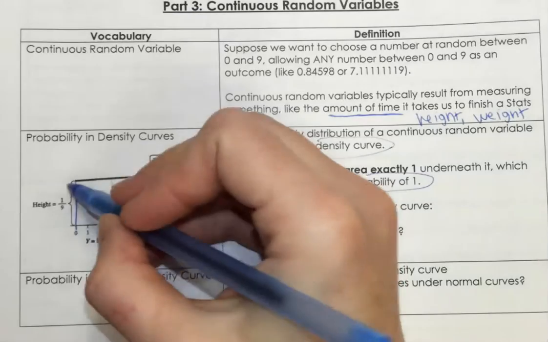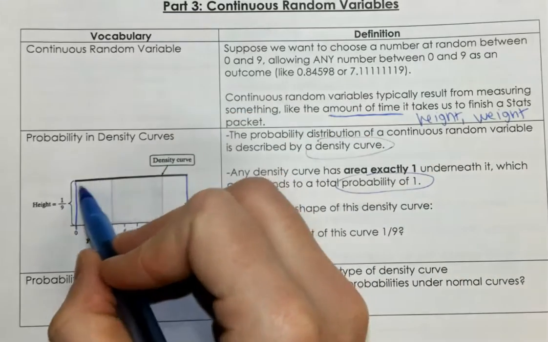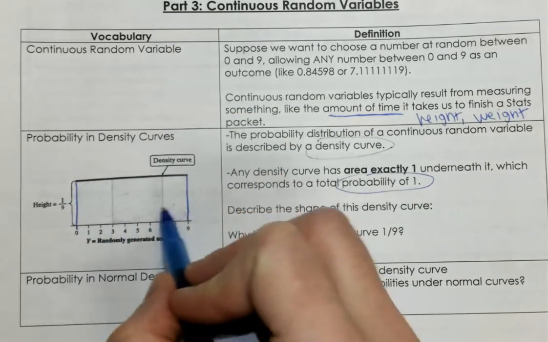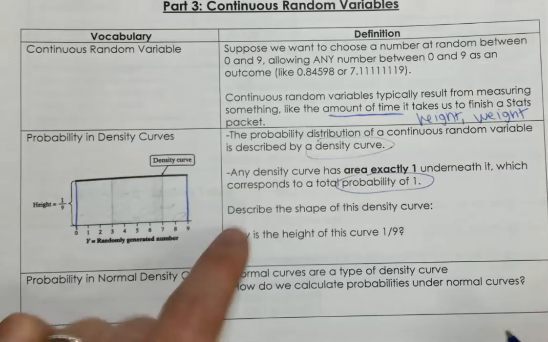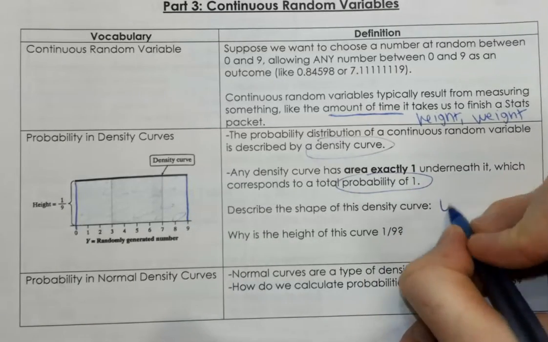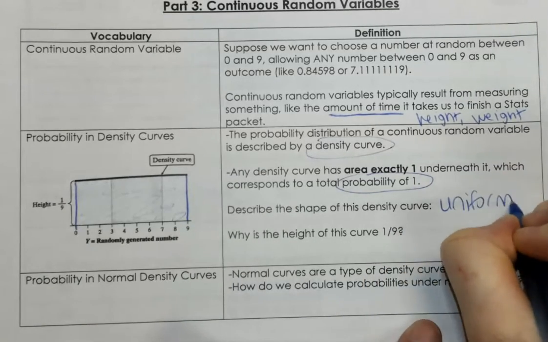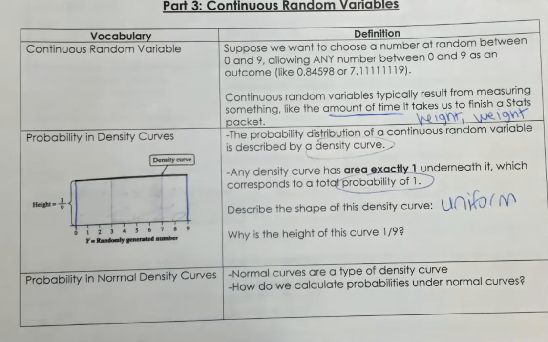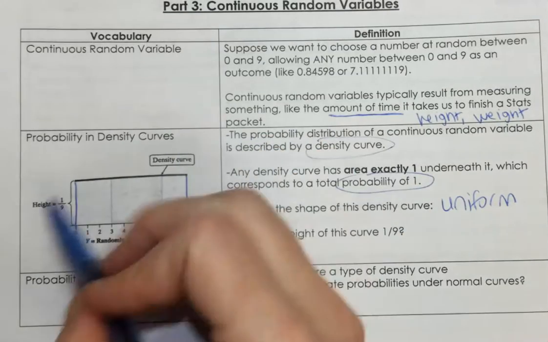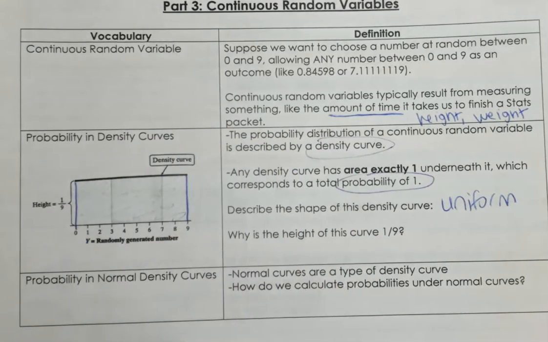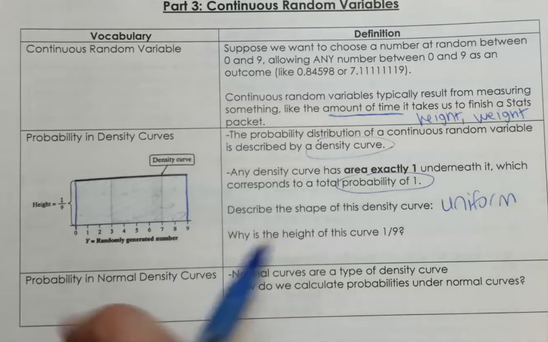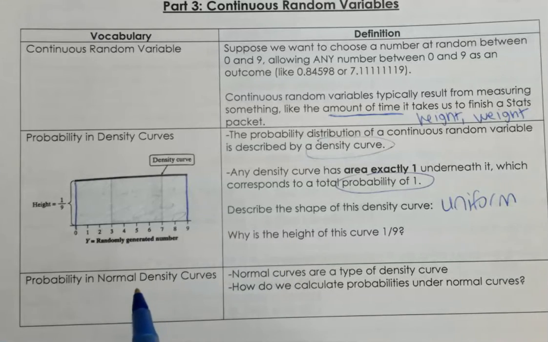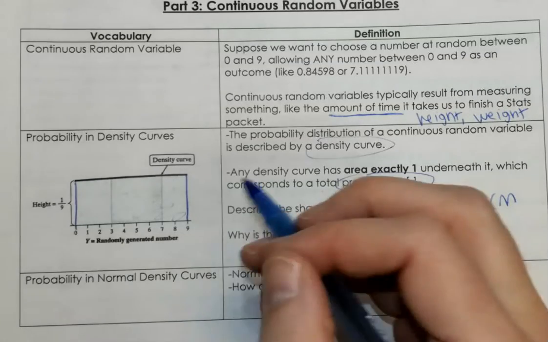All right, so take a look at this density curve right here. Describe the shape of this whole density curve. What do you think the shape of it is? I hope you said uniform, because it's straight across, right? If it were a histogram divided into blocks, it would be a uniform histogram. It tells us the height of this density curve is 1 over 9. Could we have calculated that on our own? Yes, we could have.